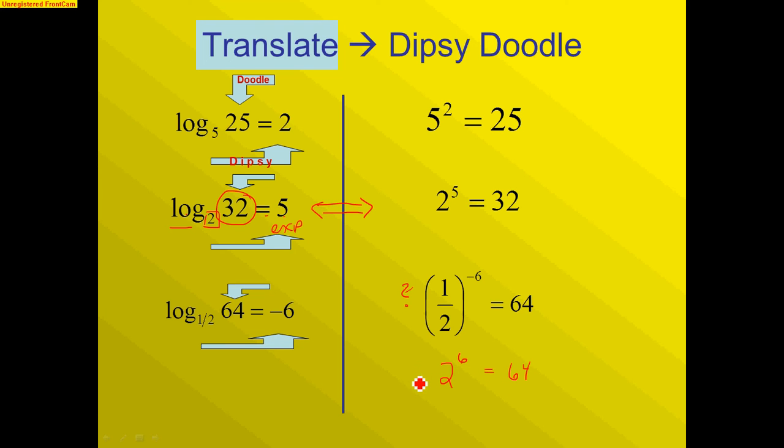So could you go back here? Could you go the other way? The exponent that turns what base, 2, into what? Is not negative 6, what is it? Right. So see, you can go both ways. You can translate from logs to exponents, or you can take exponents and rewrite them as logs. That is your objective. Translate logs to exponents and vice versa.